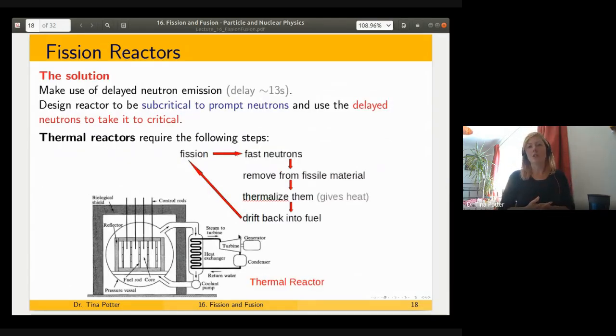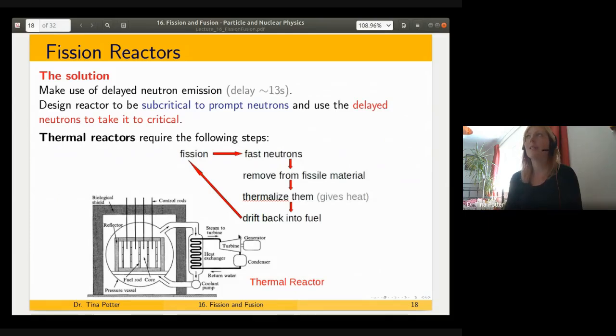So what's the solution to this? Because we can't control the number of neutrons on the timescale of a millisecond. What we could make use of is the delayed neutrons instead, and they come out at about 13 seconds later. They do take a lot longer to be produced from the fission products.